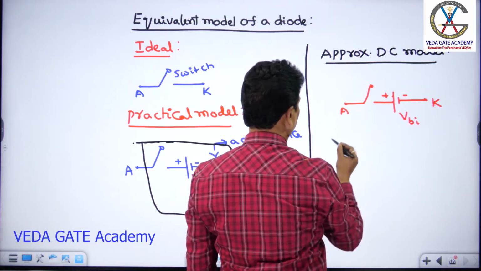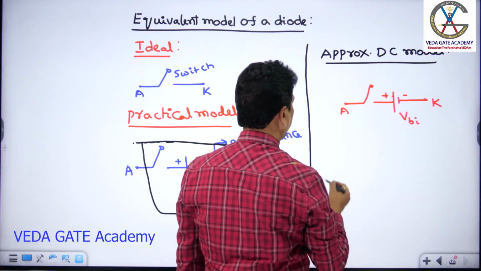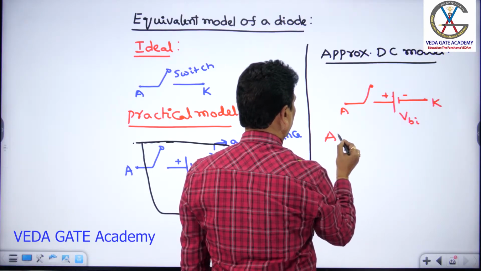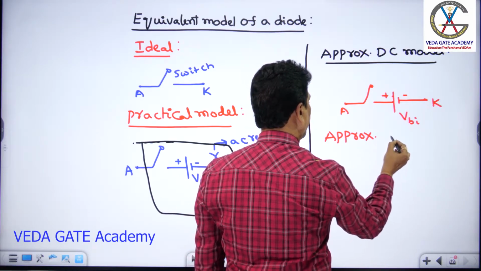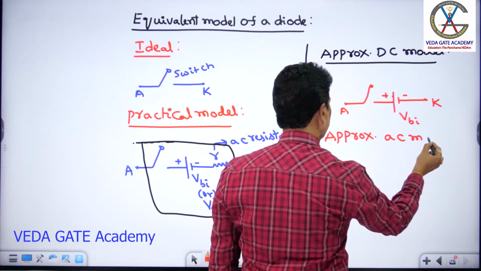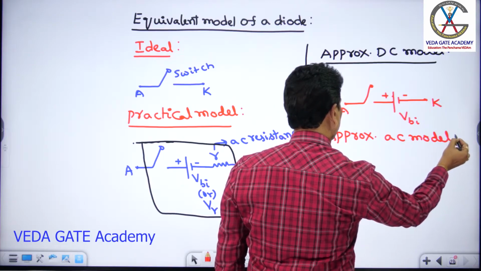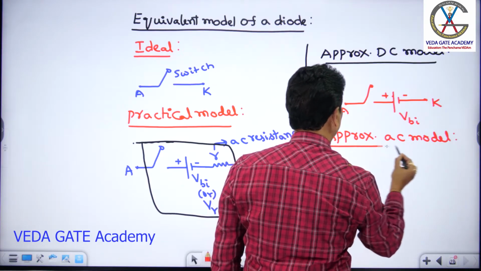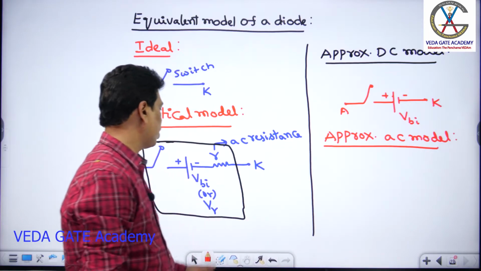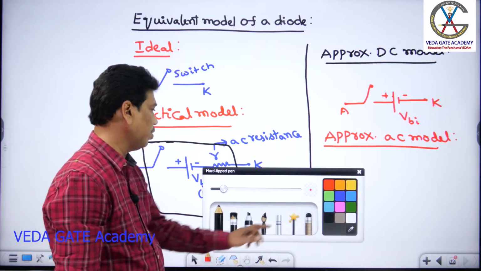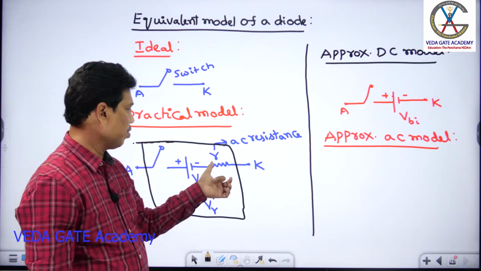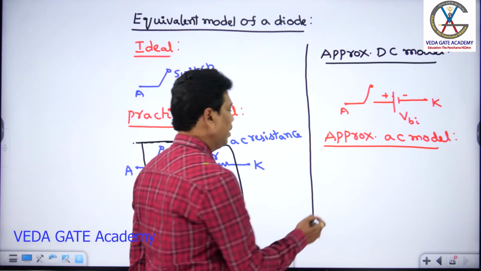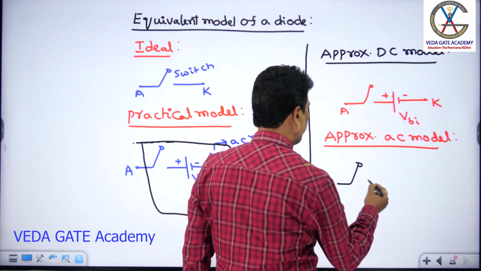Okay, that is in DC condition. Now I can go for the approximate AC model. In the AC model, only AC conditions are accepted. So based on that, the barrier potential is ignored, the dynamic resistance will be taken, and then the equivalent model may come like this.